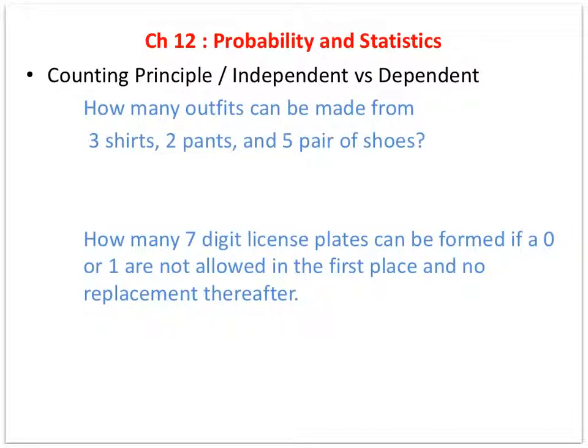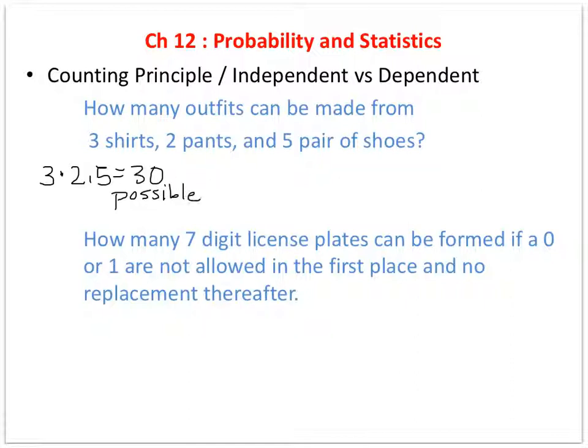Okay, probability. So the first thing we did when we studied probability was the counting principle. That's when you have so many options, like toppings on a pizza, or what's going to go into a sandwich, or how many outfits you can make. So the way that works, you just take the numbers, the shortcut, then you multiply them together. So I have 3 shirts, 2 pants, 5 pair of shoes, multiply them together. That gives me 30 possible outfits to wear.